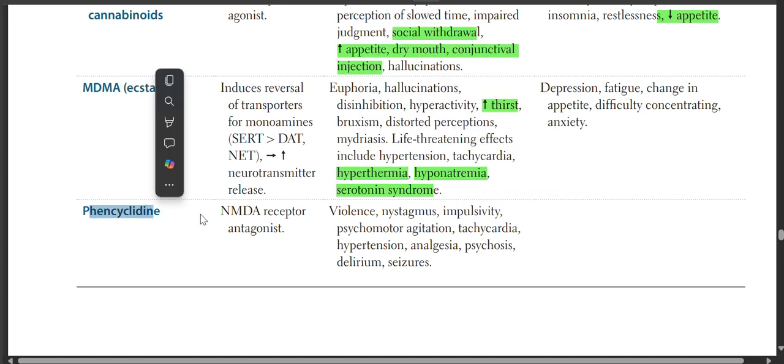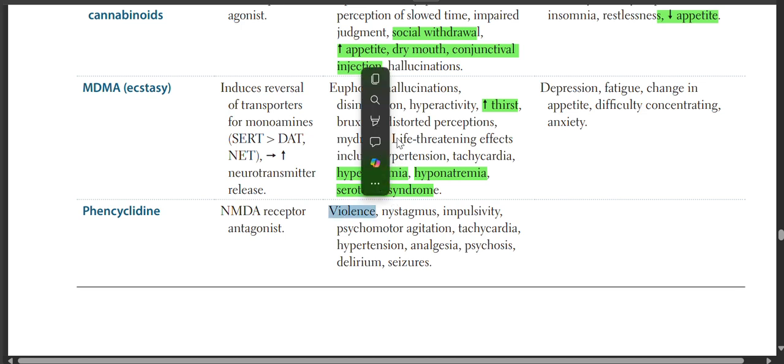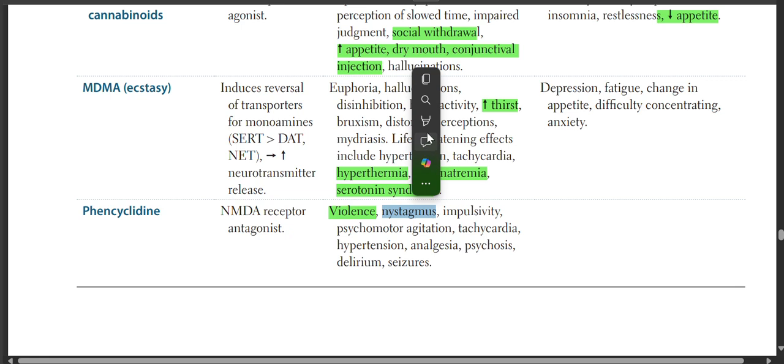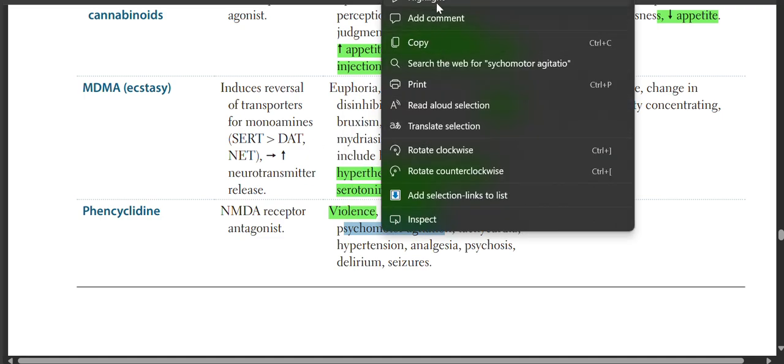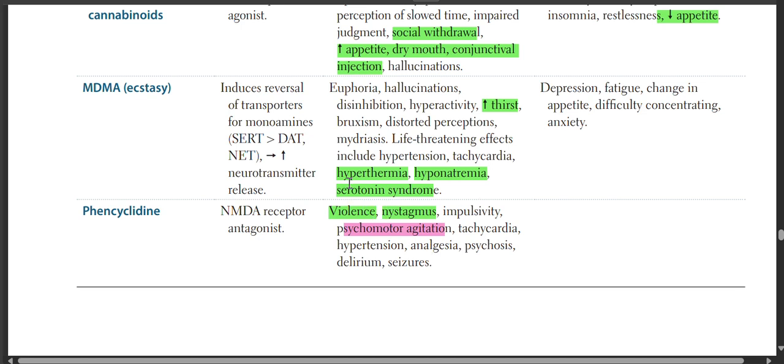Now, PCP or phencyclidine. With PCP, usually they'll give you someone who's very aggressive and has nystagmus. I think psychomotor agitation is part of the violence. So anyone who is very violent, who has a lot of aggression, and presents with nystagmus, you can think about PCP. That is what the USMLE will majorly ask you. And then the side effects here for withdrawal are pretty non-specific for MDMA, because you have depression, fatigue, change in appetite, difficulty concentrating, and anxiety.